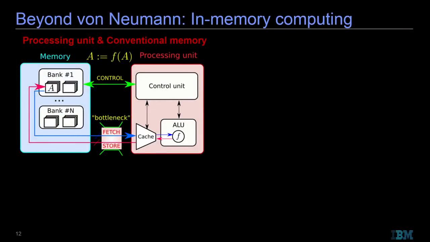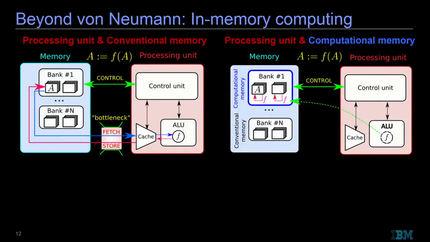What I want to talk about is fundamentally different; it's a distinctly non-von Neumann approach. That is the in-memory computing approach. So again, let's look at the conventional system. You have your processing unit, you have the memory unit, and you have some data A written in the memory somewhere. If you want to perform the operation F of A on the data A, you have to fetch that A, bring it all the way to the processing unit, perform the F of A operation, and store it back into the memory unit. And this is what is causing this immense inefficiency.